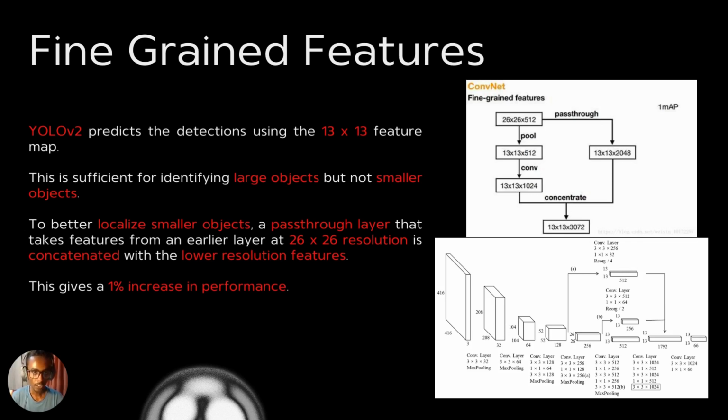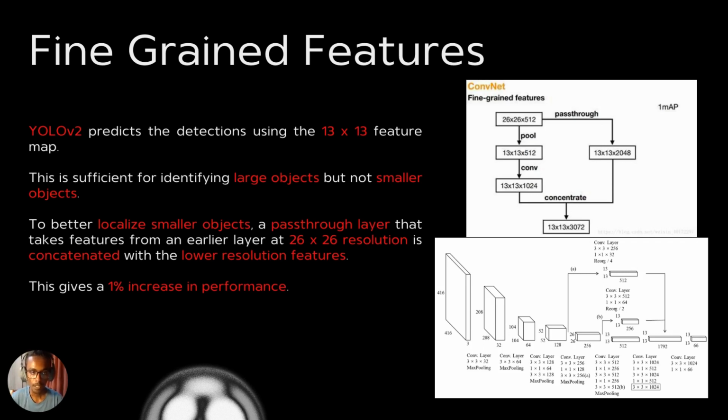So to better localize smaller objects, a pass-through layer that takes features from an earlier layer at 26x26 resolution is concatenated with the low resolution features. As you can see from the image on top, when we reach the layer that has the dimensions 26x26x512, we're going to introduce the pass-through layer.